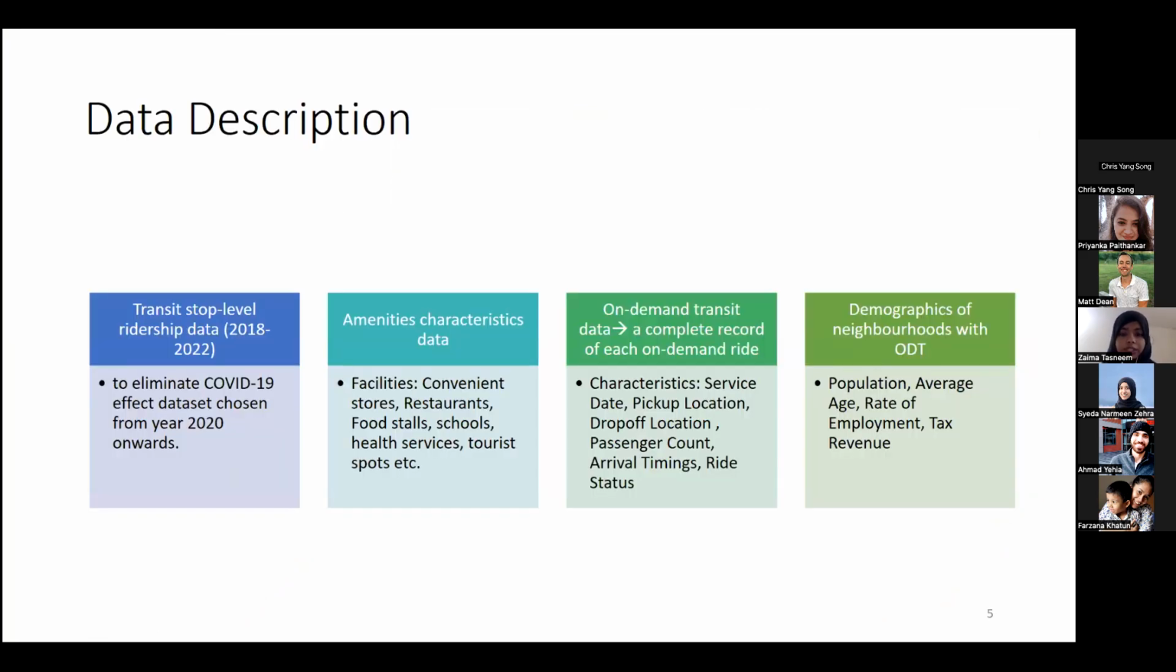So for our study, we actually used 4 data sets. The first one is a transit stop level ridership data. Then we have the amenities characteristics data, the on-demand transit data set, which gave a complete record of each ride that has occurred using on-demand service. And then we have the demographic data for each neighborhood that was actually implementing the on-demand service.